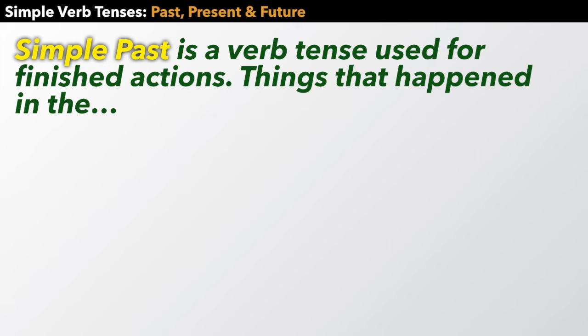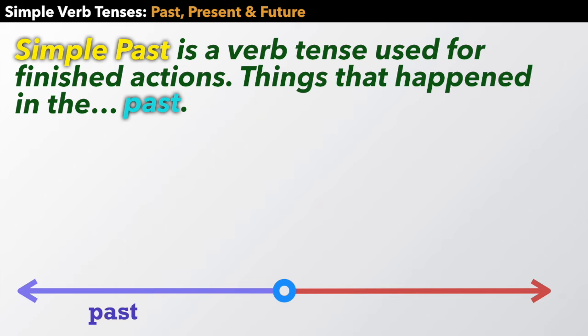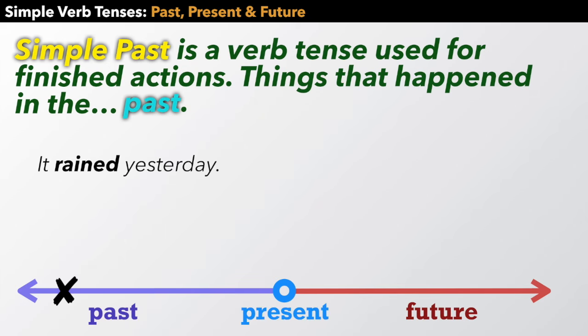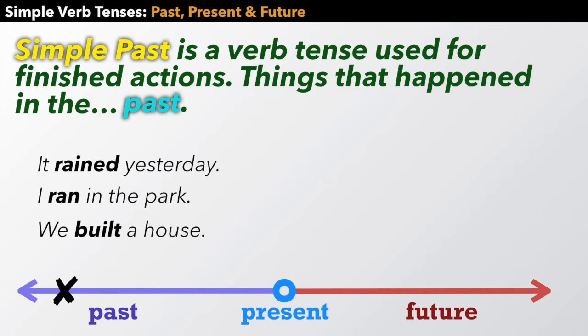Simple past is a verb tense used for finished actions, things that happened in the past. It rained yesterday. I ran in the park. We built a house. This happened in the past.